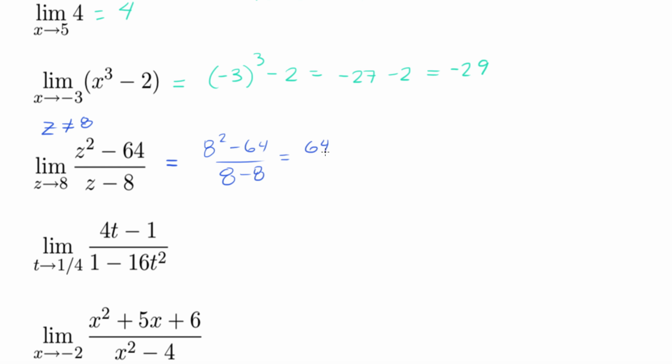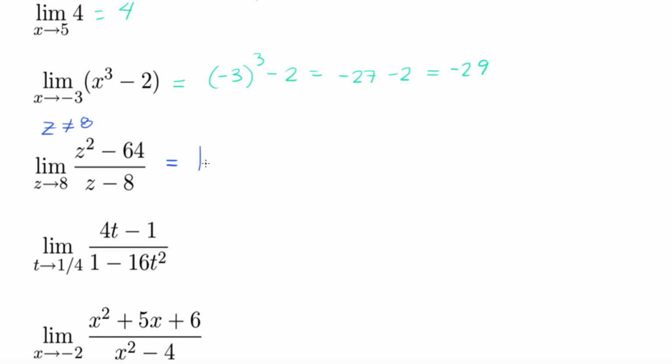Now this is 64 minus 64 over 8 minus 8, which gives you 0 divided by 0. And this is not, I repeat, this is not equal to 1 necessarily. It could be 1, but not in this case, okay? So this is called an indeterminate form. Once you have an indeterminate form, you have to manipulate the function. So how are we going to do it?